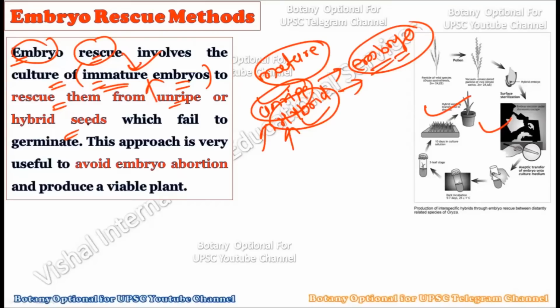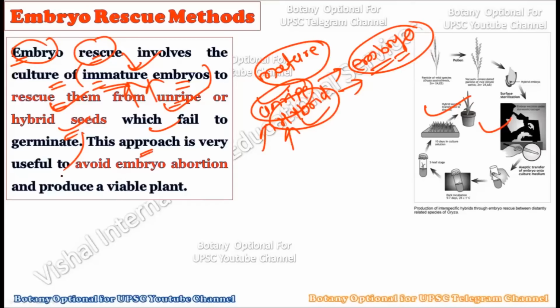So basically, we are using immature embryos, and we are rescuing the embryo from seeds, maybe unripe seeds or hybrid seeds, which have failed to germinate. Seeds showing the tendency to not germinate, we can select, we can rescue the embryo, and we can use this embryo in the plant tissue culture laboratory.